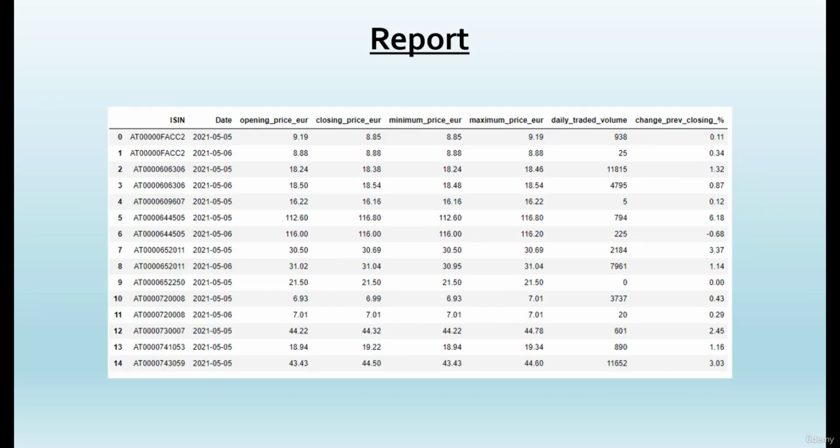And now let's imagine our company, client, or ourselves want to get a report that is looking like this. Here we see an aggregation of the ISINs on a daily basis, and what we want to know are the opening, closing, minimum and maximum price, the daily traded volume, and the change of the current day's closing price compared to the previous trading day's closing price.